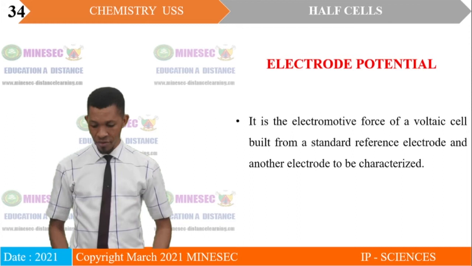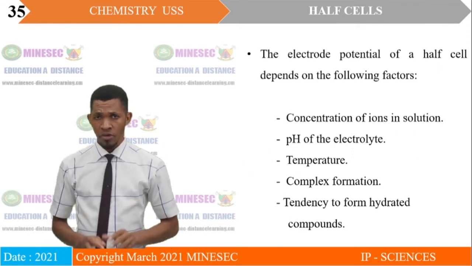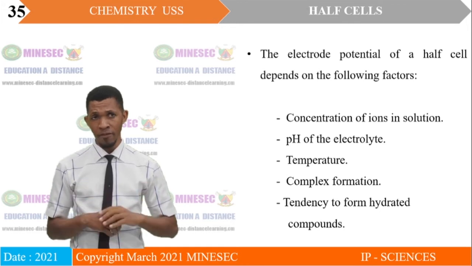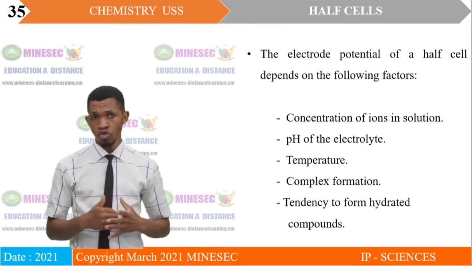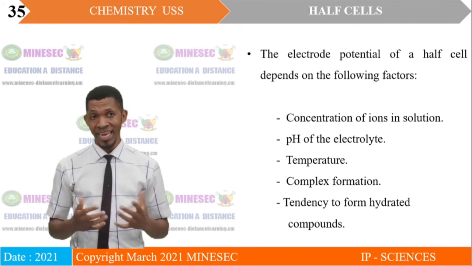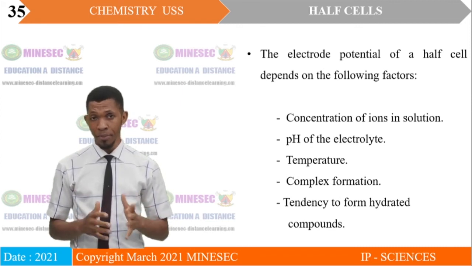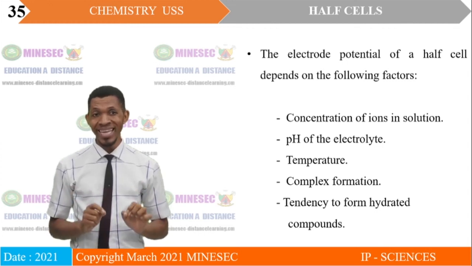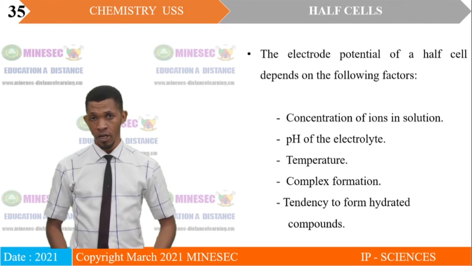The electrode potential of a half cell depends on the following factors: concentration of ions in solution, the pH of the electrolyte, temperature, complex formation, and the tendency to form hydrated compounds.